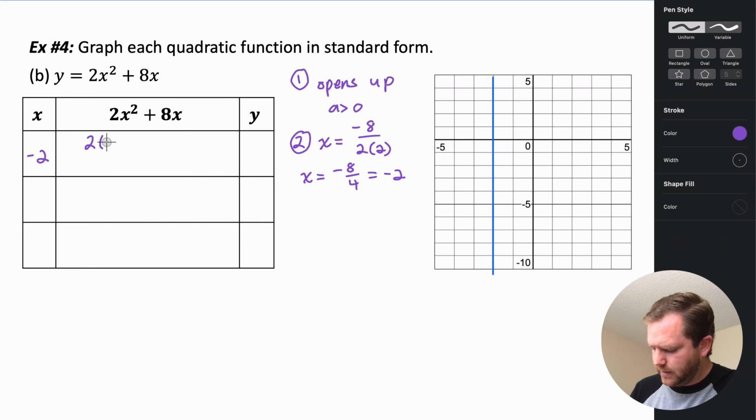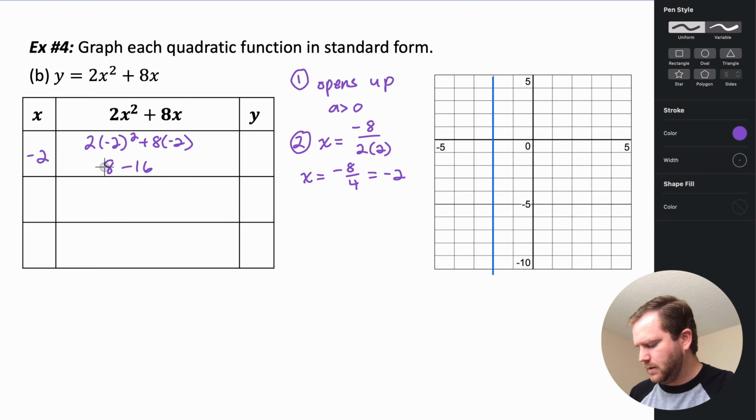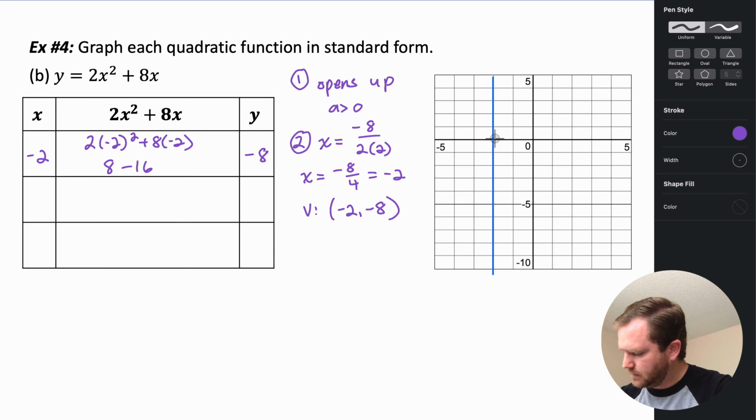So what is 2 times -2 squared plus 8 times -2? -2 squared, so -2 times -2 is 4. 4 times 2 is 8. 8 times -2 is -16. 8 minus 16 is -8. So our vertex is at (-2, -8). So (-2, -8), that's down here. So there's our vertex. Now again, I want to pick either 2 points to the left or 2 points to the right.